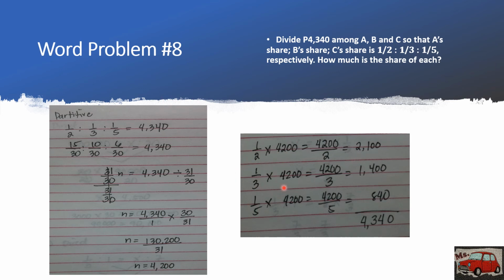Okay, 1/3 times 4,200. So, it becomes like this. And to simplify that, that is 1,400. Okay? 1/5 times 4,200. It will become like this. And to simplify this, it is 840. So, when you add these, the answer should be 4,340, which is what A, B, and C will share. Okay? So, the share of A is 2,100. The share of B is 1,400 and the share of C is 840. Okay?